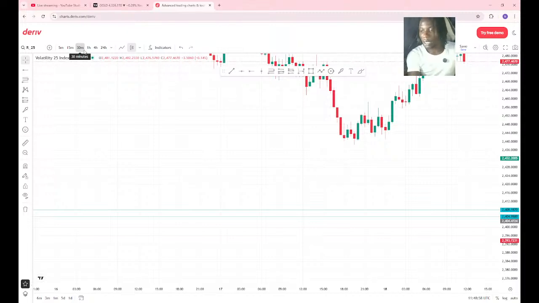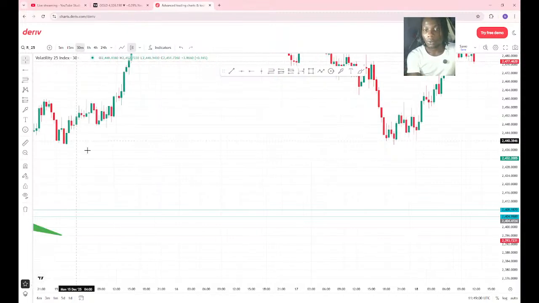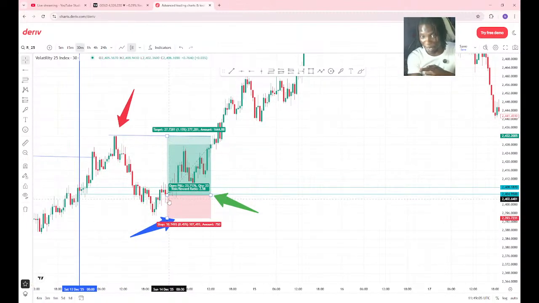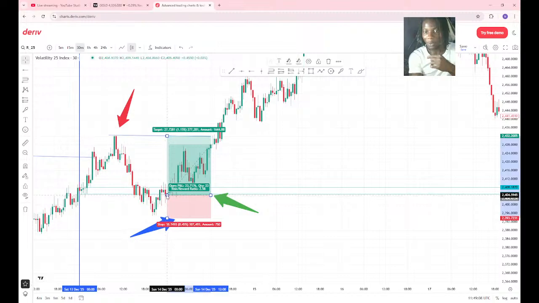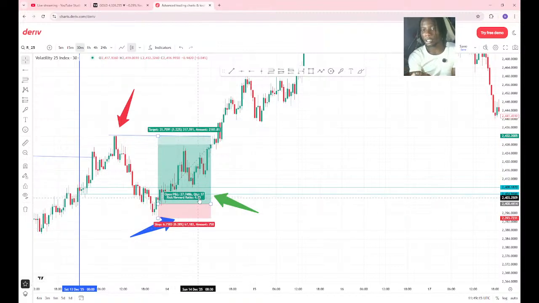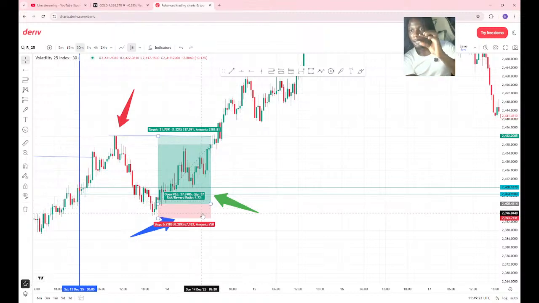You can as well go down to the 30 minutes, which we are on currently. You guys can see this now. Because I entered from the 1 hour, my zone would have been somewhere else if I had been using the 30 minutes. You see how my risk to reward changes from 1 to 2 to 4.3. Guys, write this down: the lower your stop loss, the higher your risk to reward.